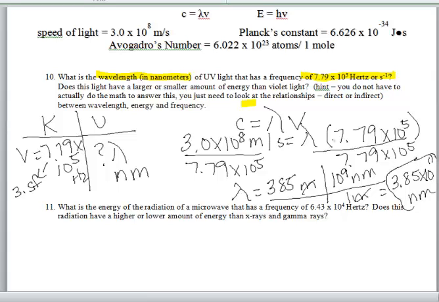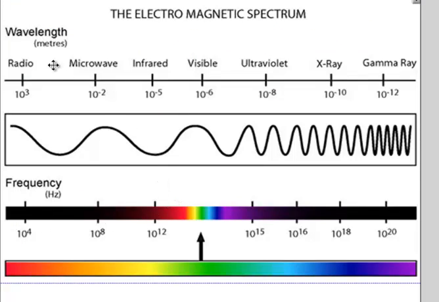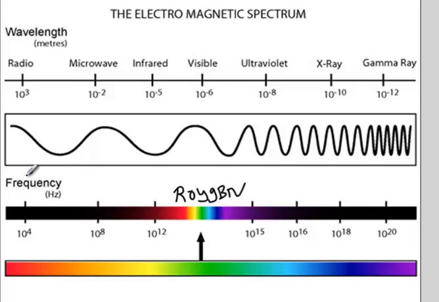nanometers. And the next part of the question says, does this light have a larger or smaller amount of energy than violet light? Okay, like I said, you don't have to actually do the math on this. You just have to go back to the electromagnetic spectrum. And if you remember when we did the electromagnetic spectrum, in the middle here we had Roy G. Biv. This was the high frequency, low frequency, low energy side. This side is the higher frequency and the higher energy side.